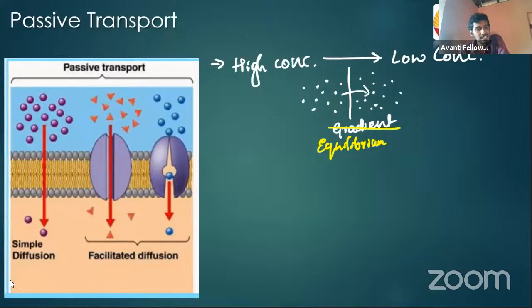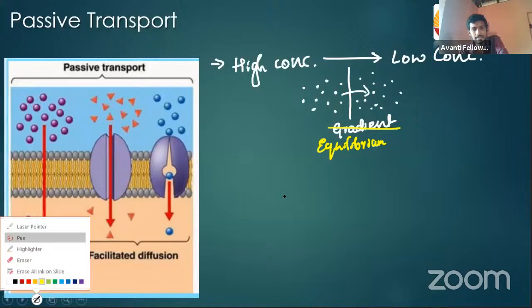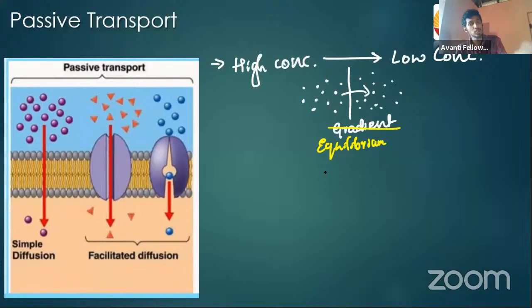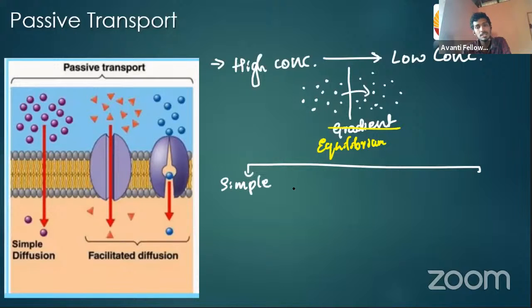Whenever there is a high concentration outside and a low concentration within the cell, or vice versa, the molecule wants to move from one concentration to the other. That actually happens by two different methods. One is simple diffusion. What is the meaning of simple diffusion? No extra proteins are involved here.